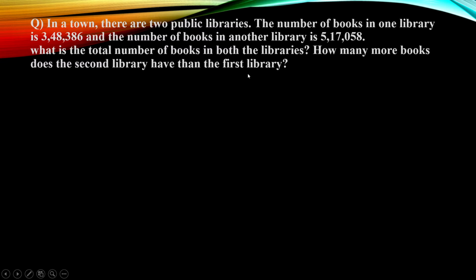Here also the same thing they're asking. Here the total number they're asking, which means that we have to add the number of books in both the libraries. And here also, how many more, when we see this one they are comparing, so we have to find out the difference. From the greater number you have to subtract the smaller number.